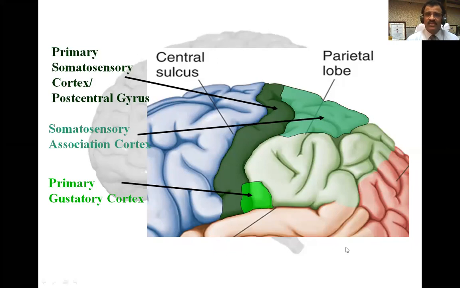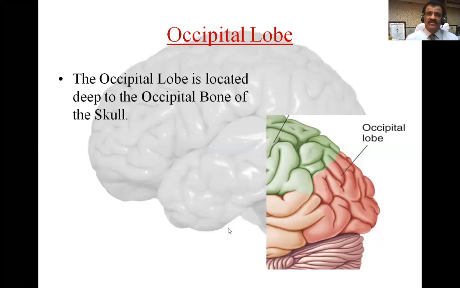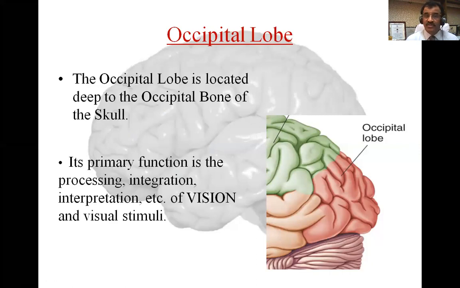Okay, now we'll go to the next lobe, and that is the occipital lobe. Now the occipital lobe is far behind. It is comparatively smaller than these two, frontal and parietal. The occipital lobe is commonly called the visual lobe. Visual means vision, for sight, drushti. So this is the visual lobe, that means visual areas are located on the occipital lobe. The occipital lobe is located deep to the occipital bone of the skull. So it is called the occipital lobe, and its primary function is the processing and interpretation of vision and visual stimuli.